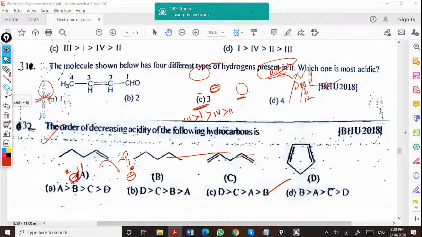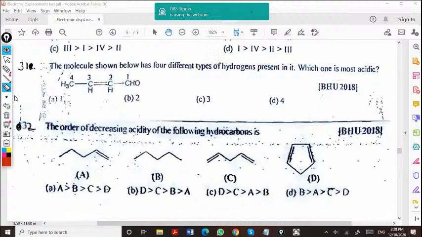Next, another question from BHU 2018. Acidity of the following hydrocarbons. So make it anion. So among these, if I place the anion here, it will be more stable. So if I place the anion, this will be more stable because this is secondary and this is primary. Primary will be more stable. So if I place the anion, this will be diallyl anion. So it will be more stable.